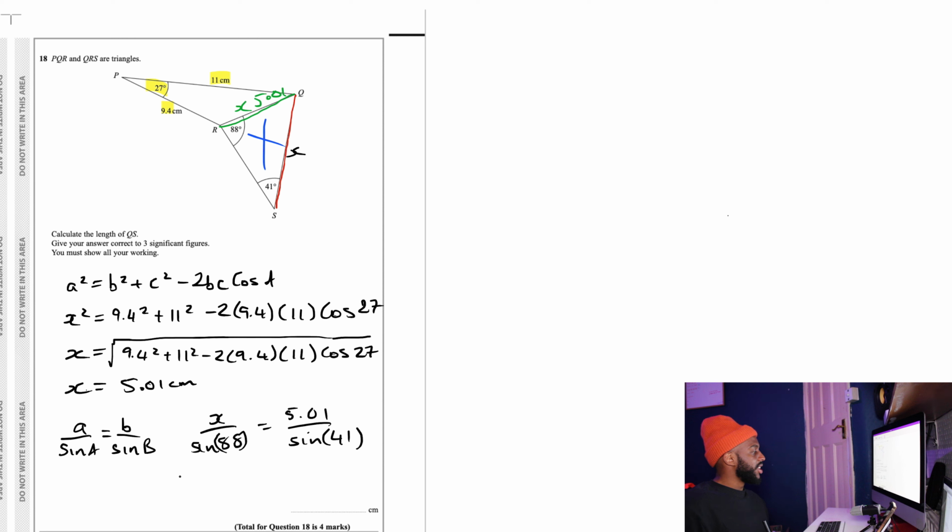So we just rearrange this to get x on its own. So we're going to times both sides by sine 88. So sine 88 multiplied by 5.01 over sine 41, sorry, 41. And for x, so you put it on your calculator and we should just get 7.63.